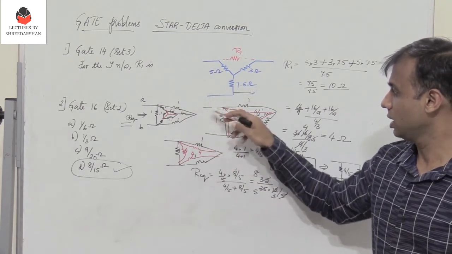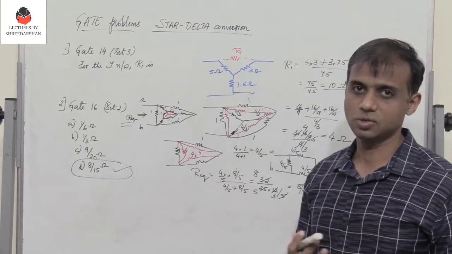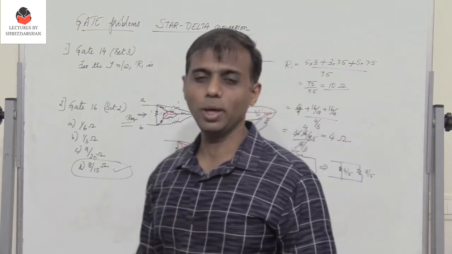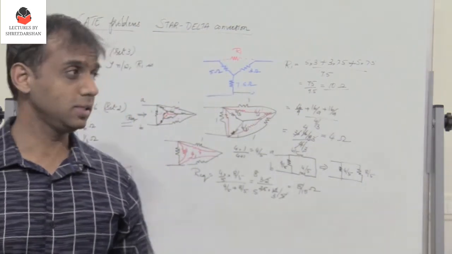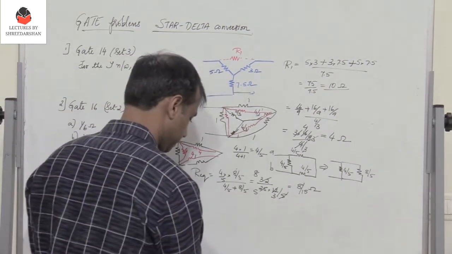values are 1, right? So everywhere you get the same value. So whenever you convert star to delta or delta to star, all the resistor values would be the same. So if you're a bit quick, you will be able to solve this problem very easily because it is a very simple problem here. So let's move on with the next one.